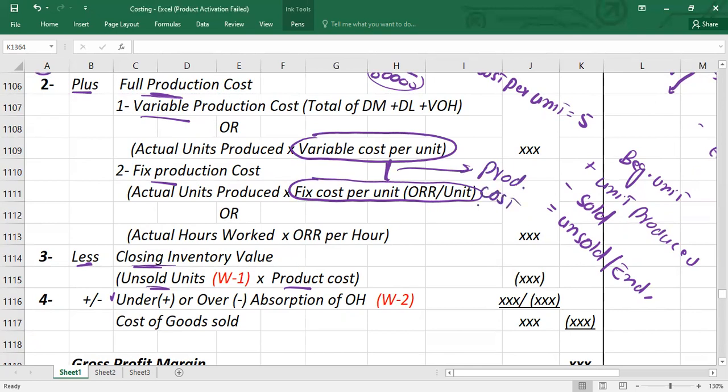So this product cost, you will bring it here. You will just multiply it with the unsold units. So you will get the value of closing inventory, which you will subtract from the cost of goods sold.